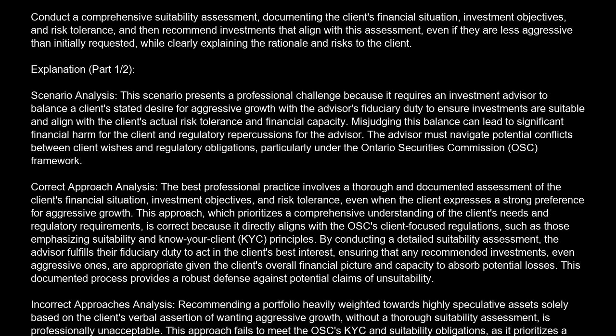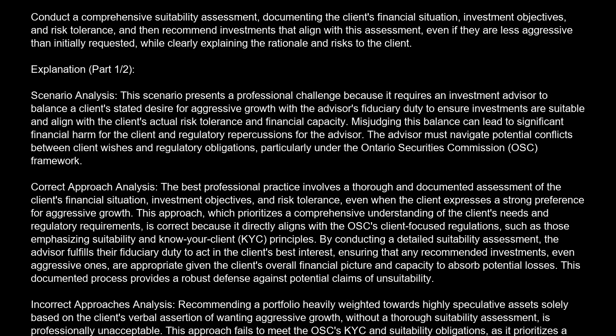Correct approach analysis. The best professional practice involves a thorough and documented assessment of the client's financial situation, investment objectives, and risk tolerance, even when the client expresses a strong preference for aggressive growth. This approach, which prioritizes a comprehensive understanding of the client's needs and regulatory requirements, is correct because it directly aligns with the OSC's client-focused regulations, such as those emphasizing suitability and Know Your Client (KYC) principles.